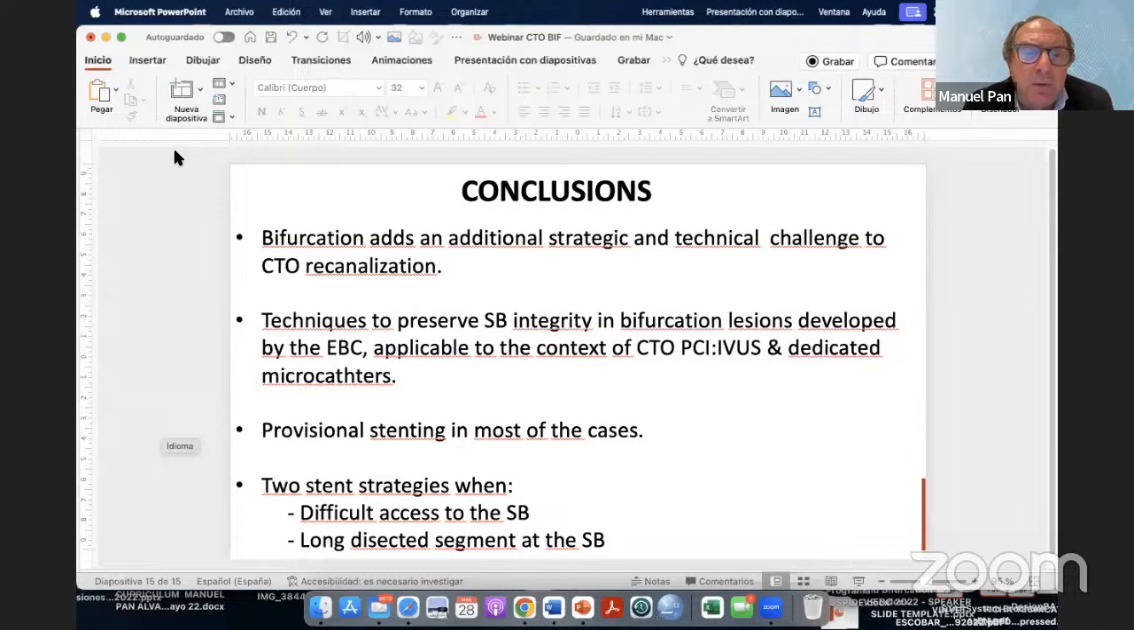I think this is in this situation. Finish with 2 stents. In general, provisional is enough for most of the bifurcation lesions in the context of the CTO, but in this situation, the recommendation of 2 stents is the rule.